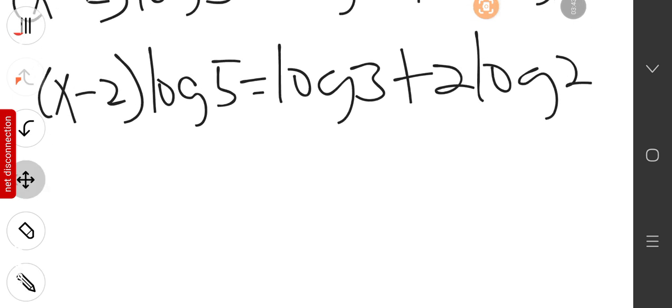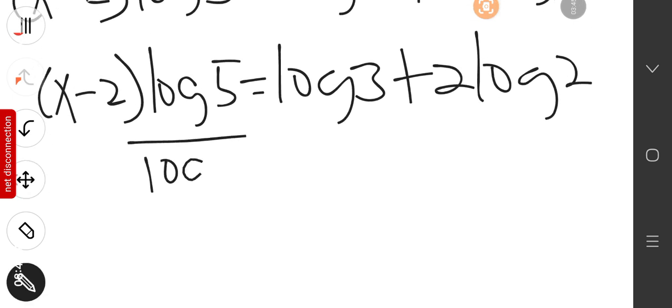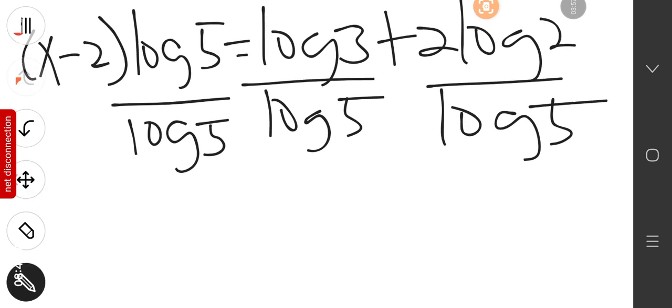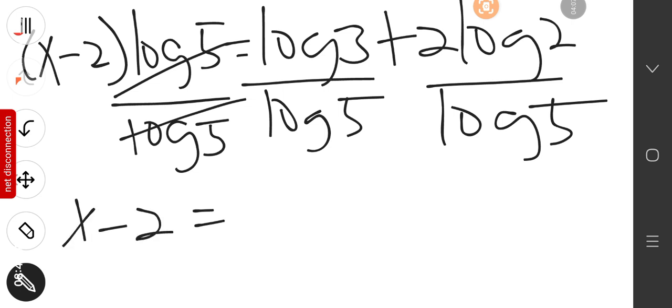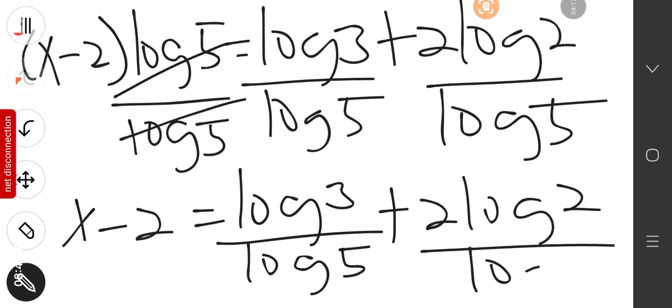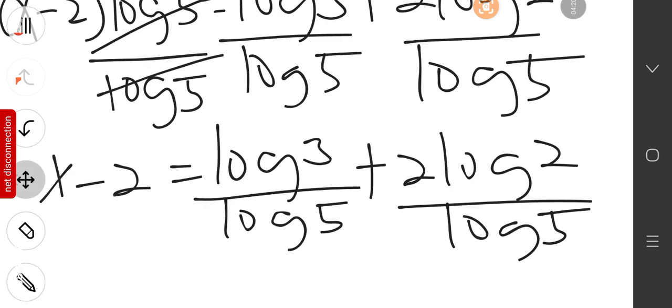Okay, so let's divide all the terms of the equation by log 5, here by log 5, and then here by log 5. All right, so anything over itself is 1. Now we can say this will cancel this, so it will give us 1. So x minus 2 times 1 is what? X minus 2 times 1 is x minus 2. Okay, so our equation becomes, all right, so this is what we have.